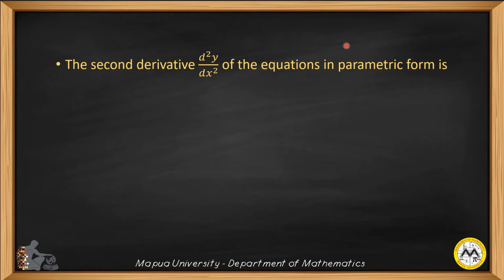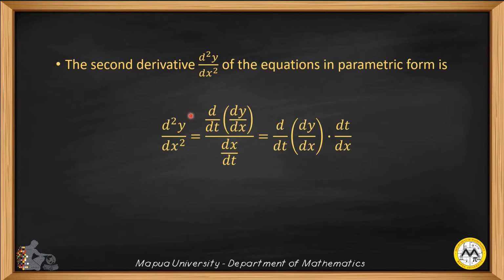So if we are going to determine the second derivative of y with respect to x on the basis of the given pair of parametric equations, then the second derivative of y with respect to x can be viewed as the ratio of the derivative with respect to t of the first derivative of y with respect to x, to be divided by dx/dt. Or we have this equal to the derivative with respect to t of the first derivative of y with respect to x times dt/dx.